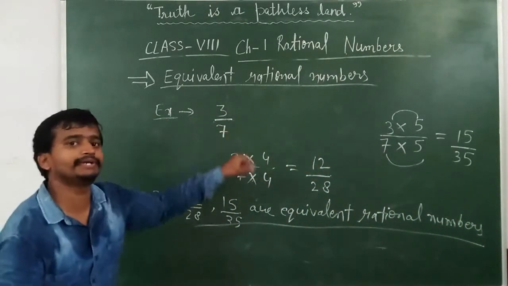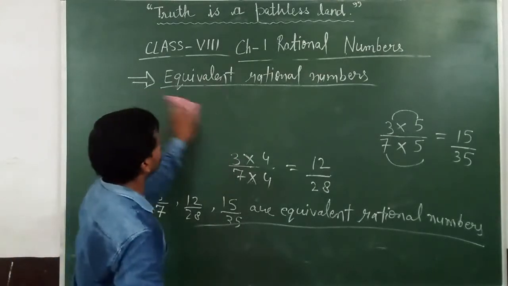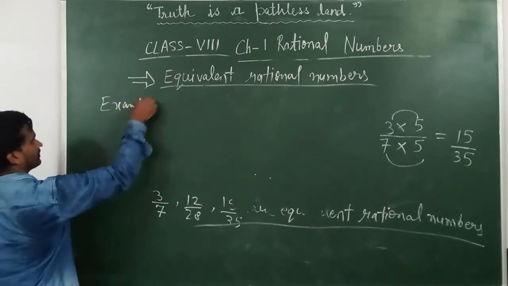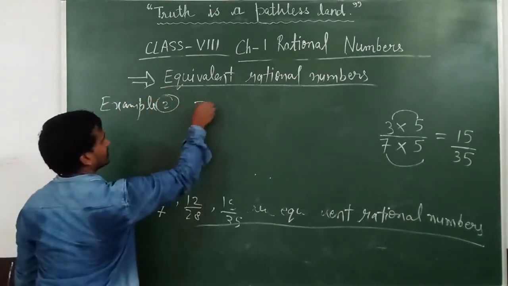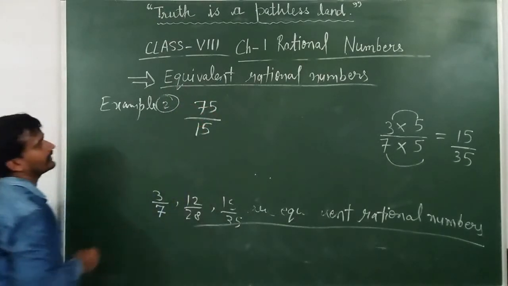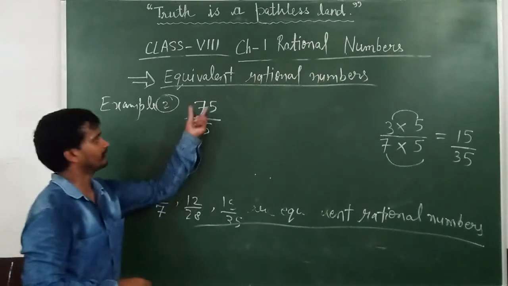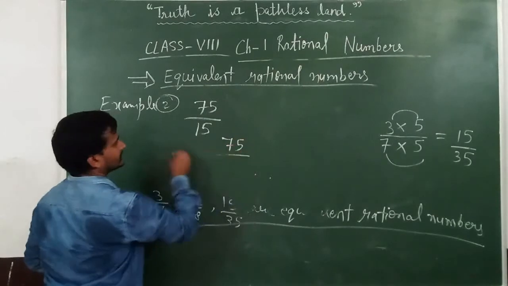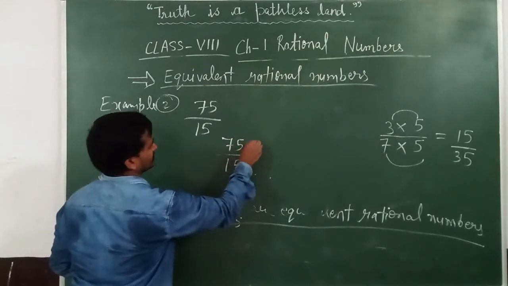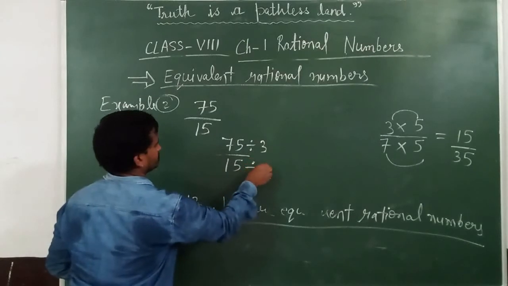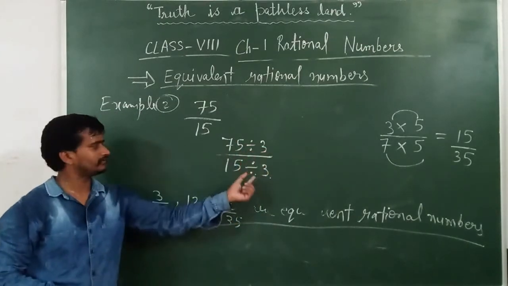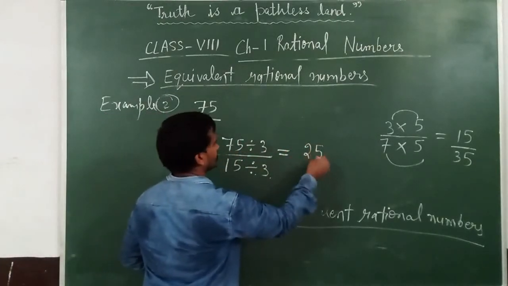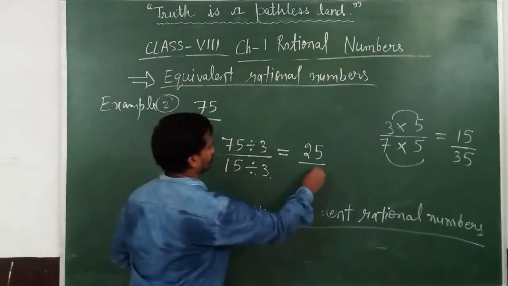Similarly, by dividing, take one more example: 75 upon 15. The common factor of 75 and 15 is 3, so we can divide the numerator by 3 and the denominator by 3. 75 divided by 3, we get 25. 15 divided by 3, we get 5.